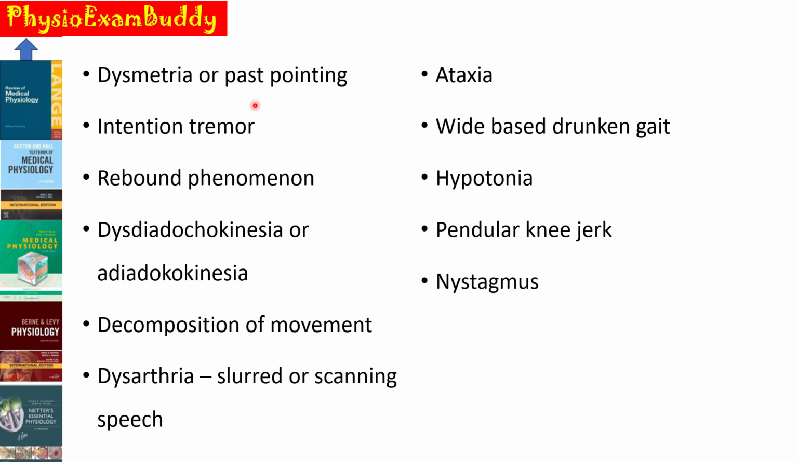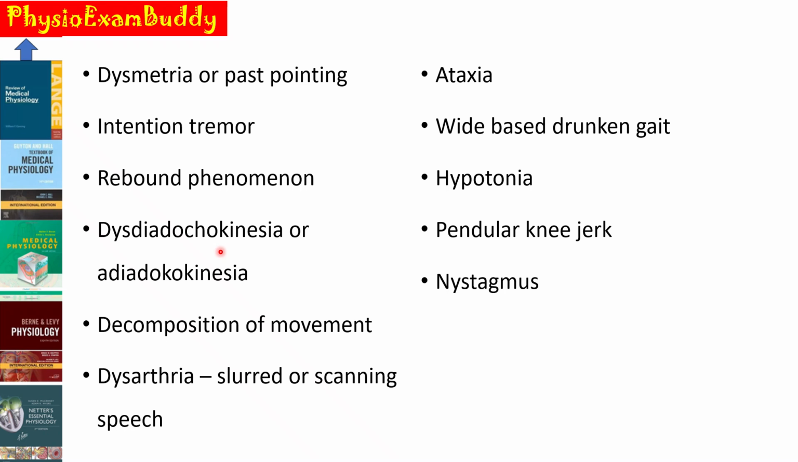What do you mean by dysmetria or past pointing? It is just the error in judging as well as gauging the distance or speed or direction and force of movement. That is dysmetria. Next clinical feature is the intention tremor. That is, it becomes evident on purposeful movement and increases in magnitude as the limb approaches the target. Next clinical feature is the rebound phenomenon, that is inability to stop a movement promptly.